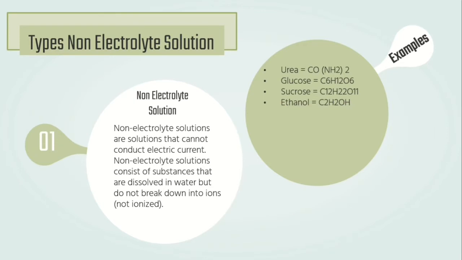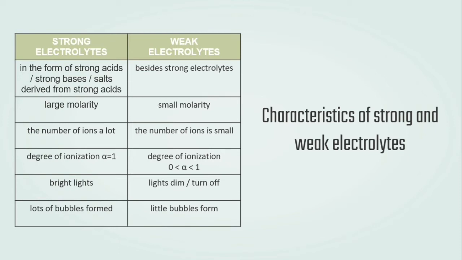Types of non-electrolyte solution. Non-electrolyte solutions are solutions that cannot conduct electric current. They consist of substances that are dissolved in water but do not break down into ions, or not ionized. For example, number 1 urea, or CONH2. Number 2 glucose, C6H12O6. Number 3 sucrose, C12H22O11. Number 4 ethanol, C2H5OH.